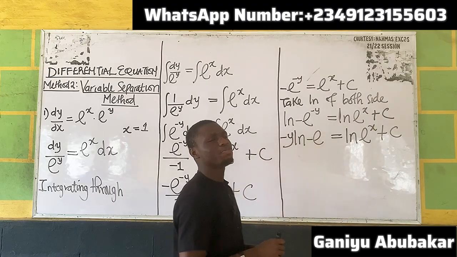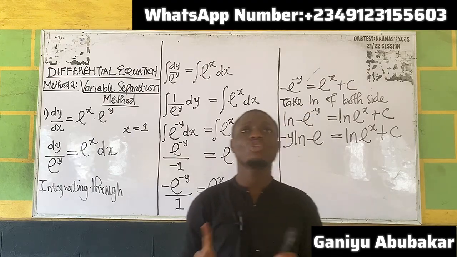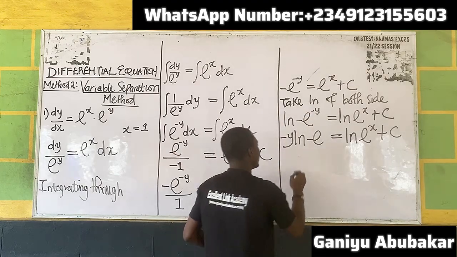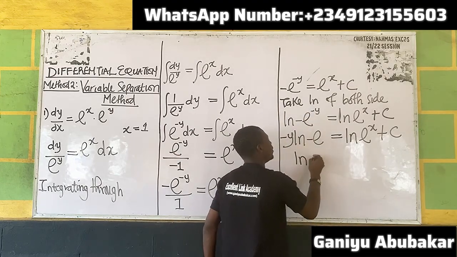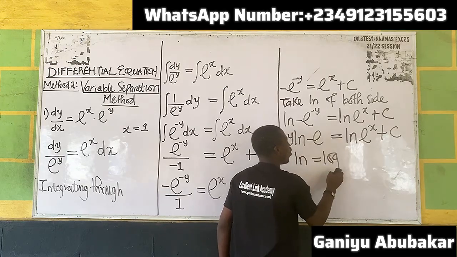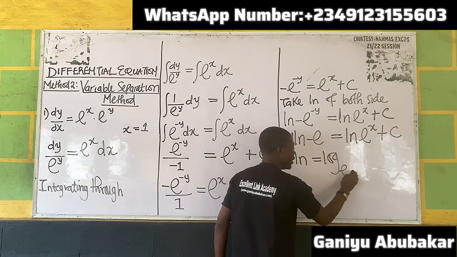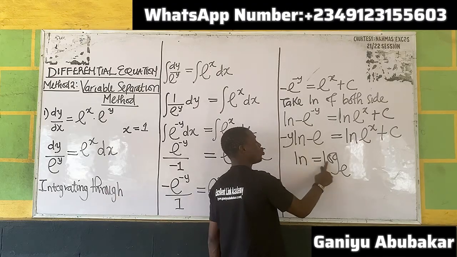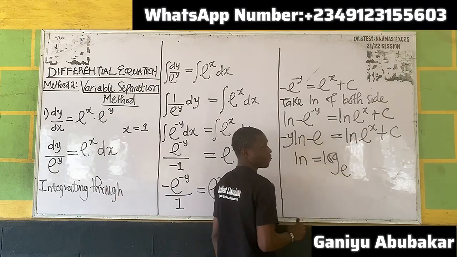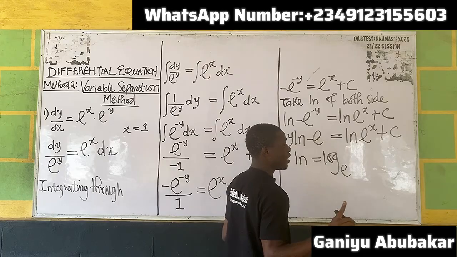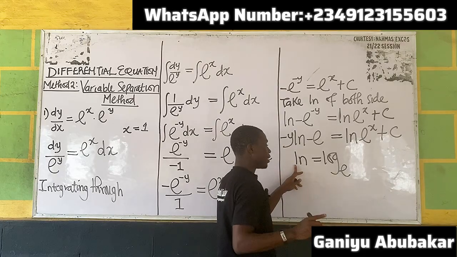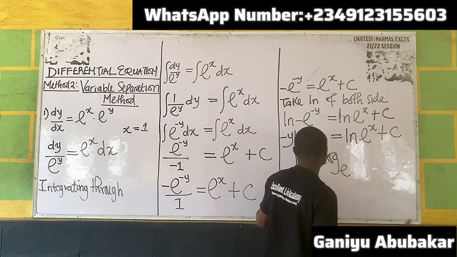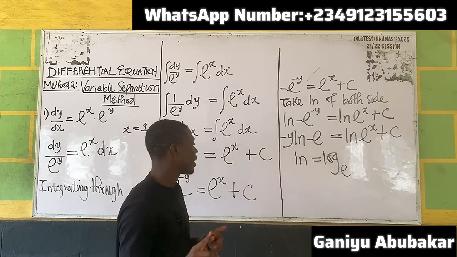Now here is the relationship between ln and logarithm. Please listen. ln means log of something to base e. ln of something is equal to log of something to base e. Now here's the idea, please. Listen to this idea, please. Take note of this.